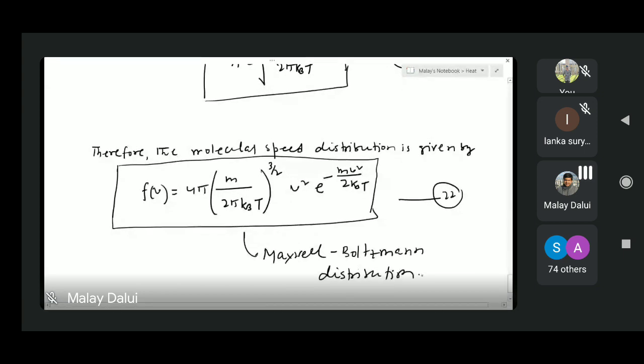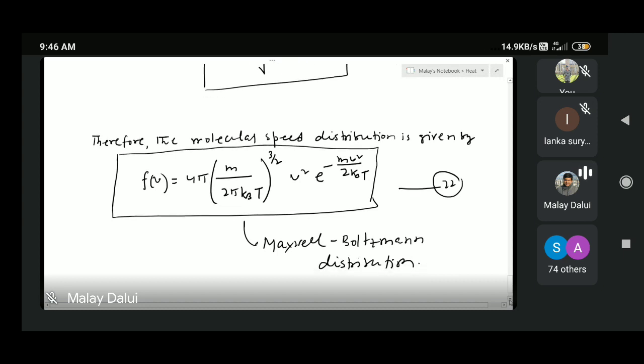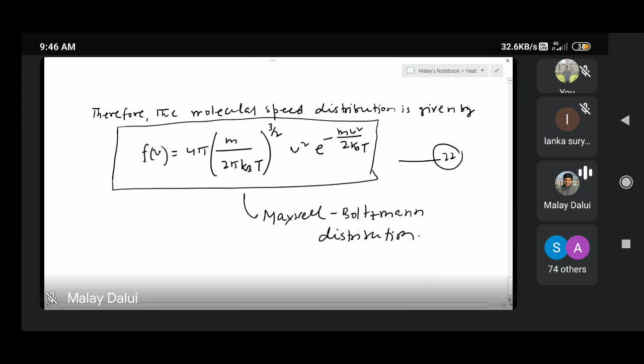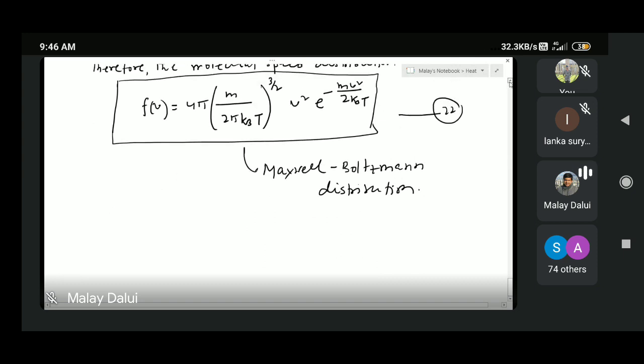Now, how does it look? We have expressed it in terms of f of v, which is obviously a function of velocity, but we also have temperature. So the velocity distribution function f of v depends on temperature, and it actually gives how the velocities are distributed.